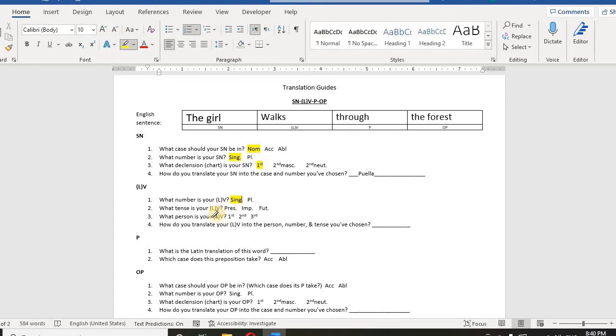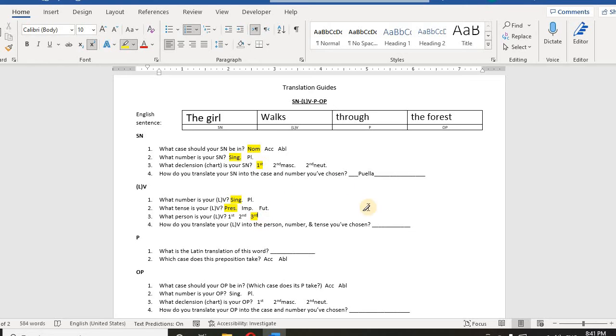Okay, what tense is my verb? I'm only giving you the options of present, imperfect, or future because those are the only endings you've learned yet. If you want to keep it simple, just go with present tense. So, walks is present tense. What person is my verb? This is third person because she is the girl, she walks.